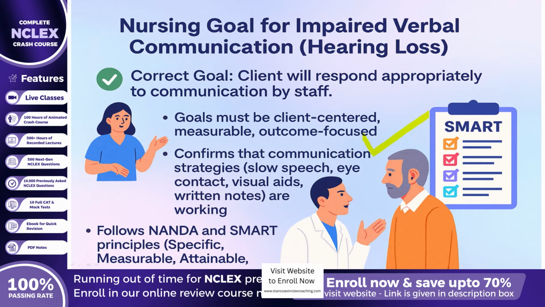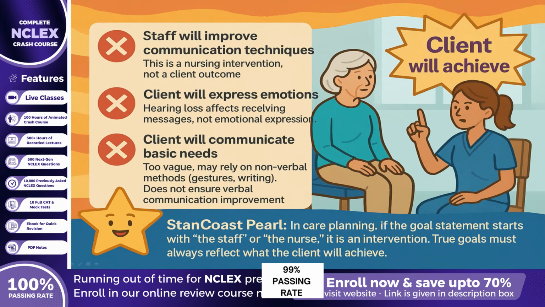Looking at the other options helps sharpen our reasoning. Option 2, the staff will improve verbal communication techniques, is incorrect because this describes an intervention, not a client outcome. It belongs in the nursing actions section of a care plan, not in the goals section. Option 3, the client will demonstrate the ability to express emotions, is also incorrect because hearing impairment does not primarily affect a client's ability to express feelings. The barrier lies in receiving communication, not in emotional expression.